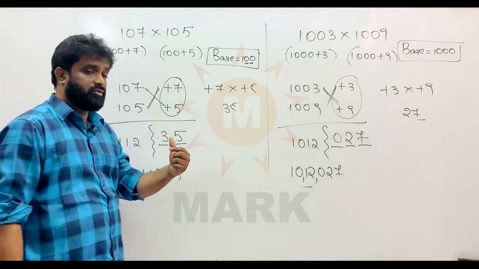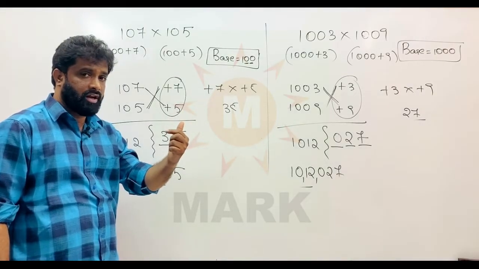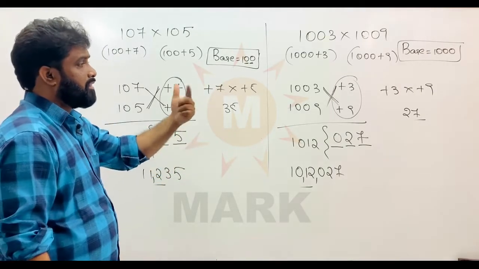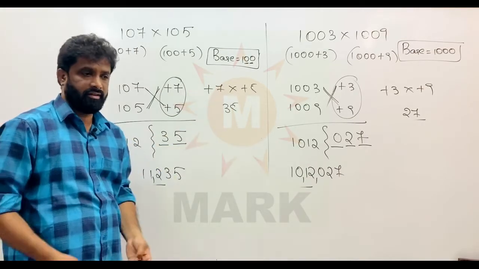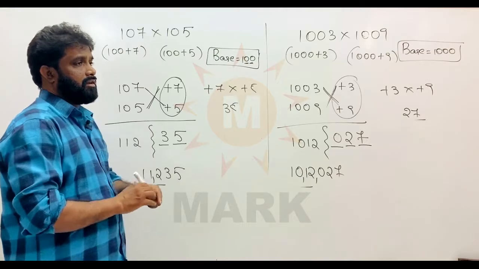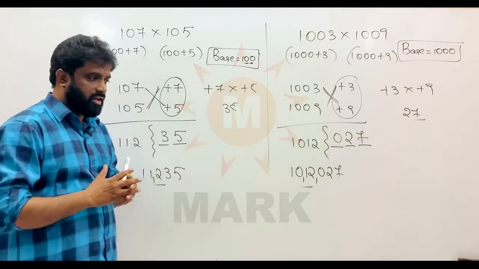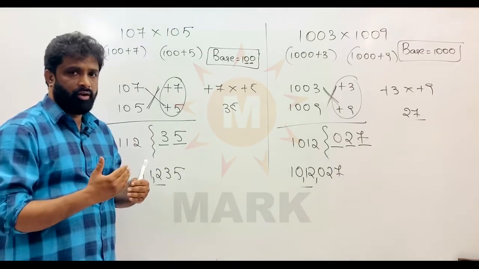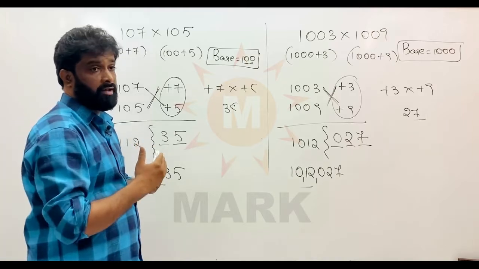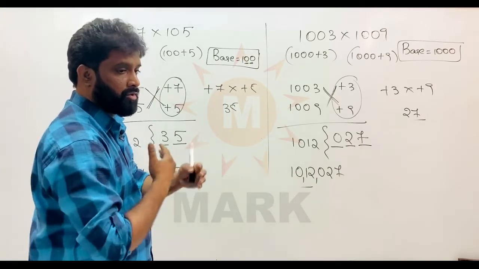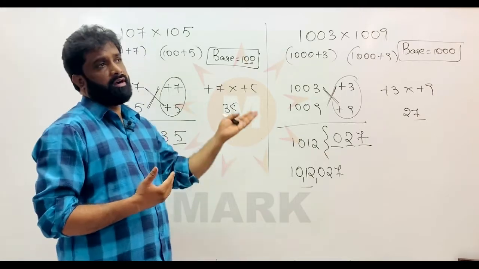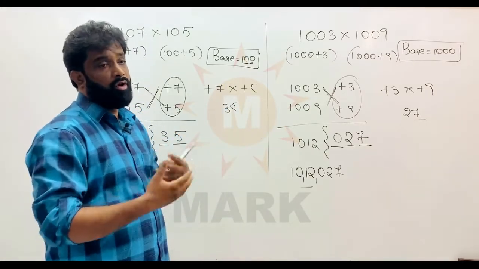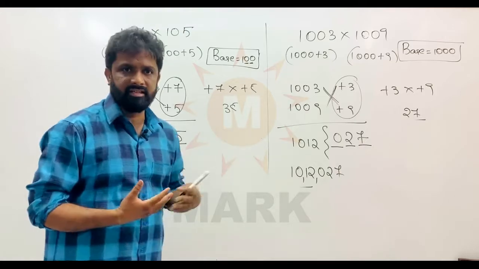So in the previous case we have seen when both the numbers are in the lower neighborhood, how we have to multiply. Now here when both the numbers are in the upper neighborhood, how you have to multiply. Now genuinely a doubt will come for you. Sorry, what if one number is in the lower neighborhood and one number is in the upper neighborhood, then how do you multiply easily? That also we will be discussing now.